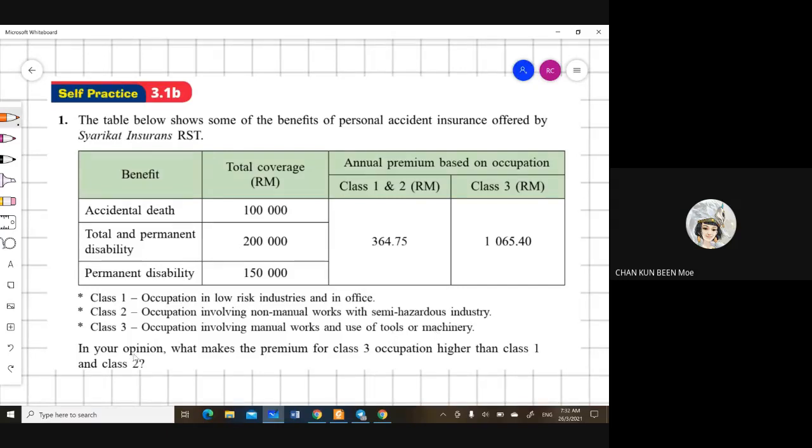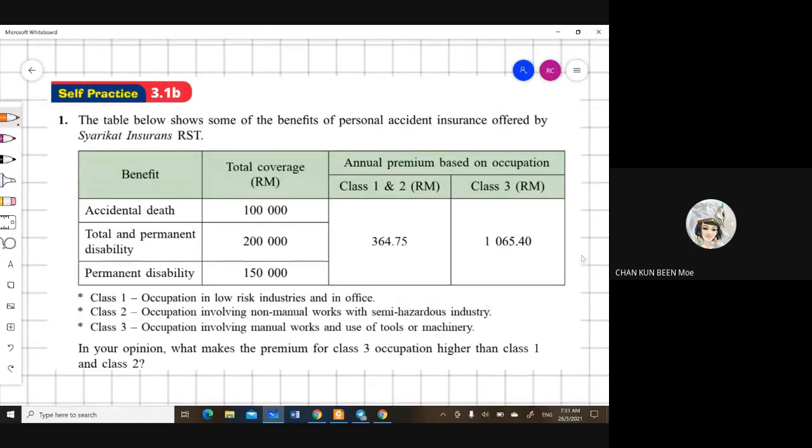Okay, so in your opinion, what makes the premium for class 3 occupation higher than class 1 and class 2? You can see there's so much difference of the amount over here, which costs 1,000 plus, but then this one is only 300 plus. So for sure, when you compare the occupation over here, class 1, 2, 3, the one that involves the higher risk will have to pay a higher premium.